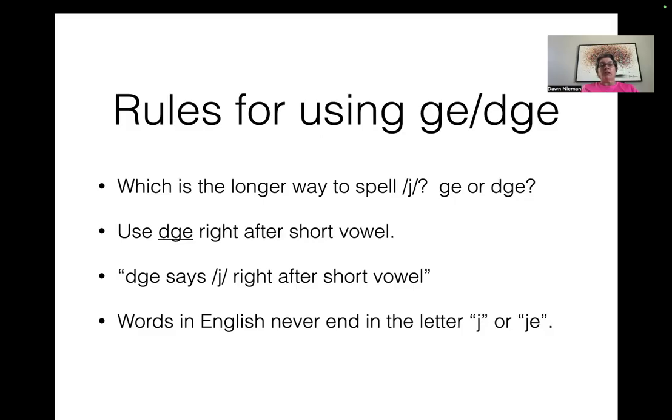And when we do trace copy cover in a moment, you're going to see at the top that it says DGE says J right after short vowel. And you don't want them to say long spelling right after short vowel because I'm trying to link that these specific letters make this specific sound. They are also going to have to know, and you'll have to tell them, that there are 0 words in English that end with the letter J. Also 0 words in English that end with JE. So if you hear J at the end of a word, it's either going to be GE or DGE.